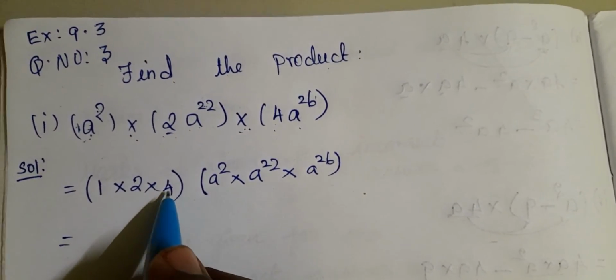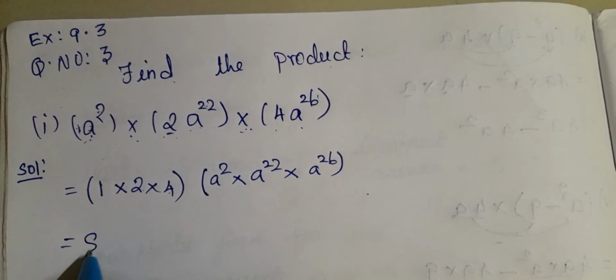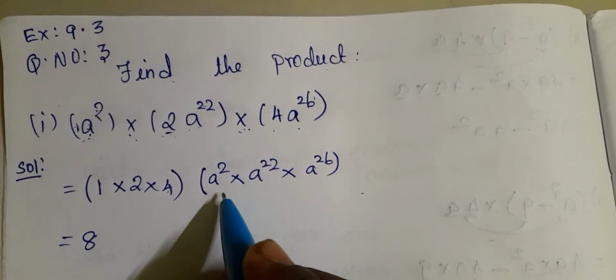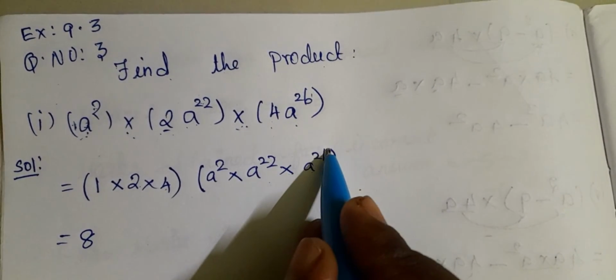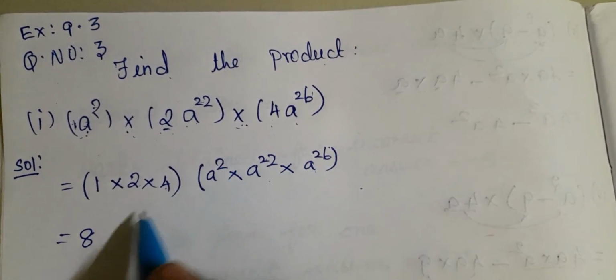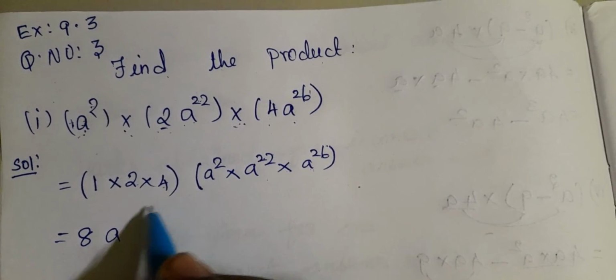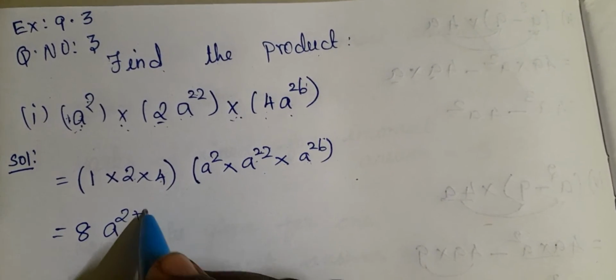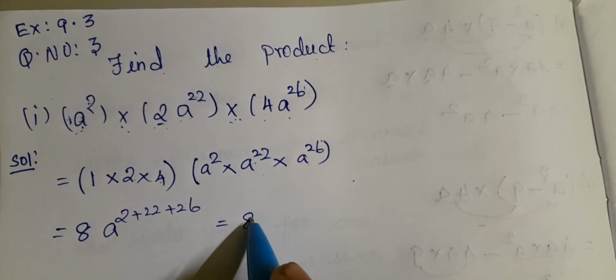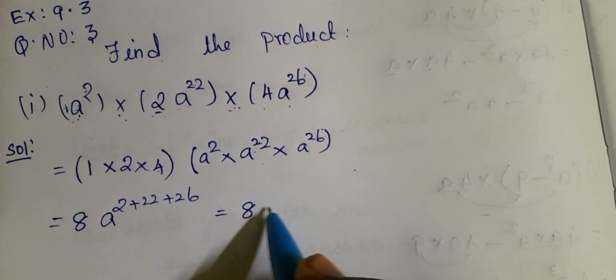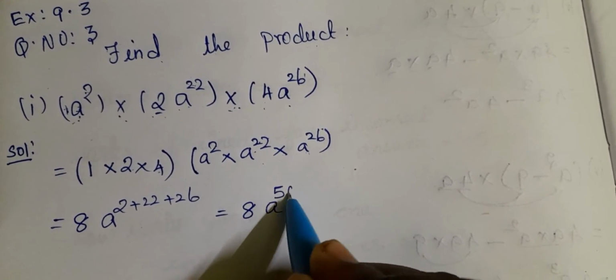Let us multiply the numbers. 4 twos are 8, 8 ones are 8. Next, a power 2, a power 22 and a power 26. It means we have to add all the powers. a power 2 plus 22 plus 26. So we will get the answer 8 into a power 50.